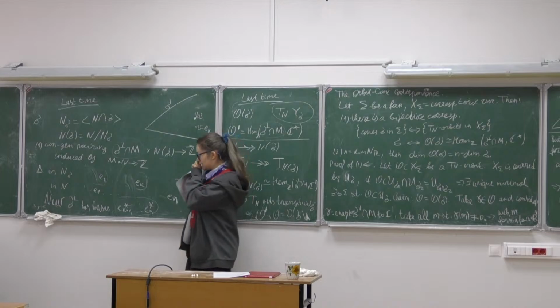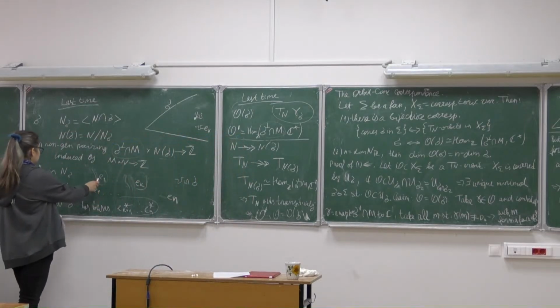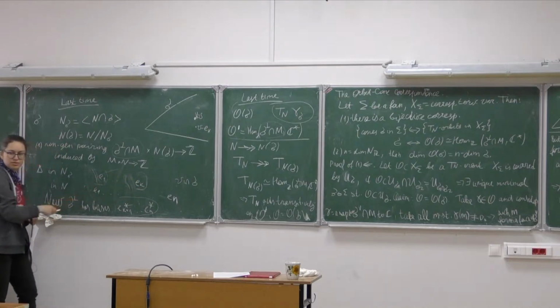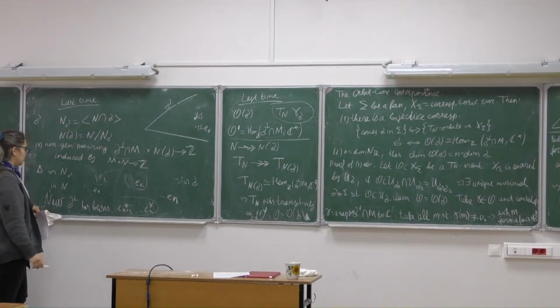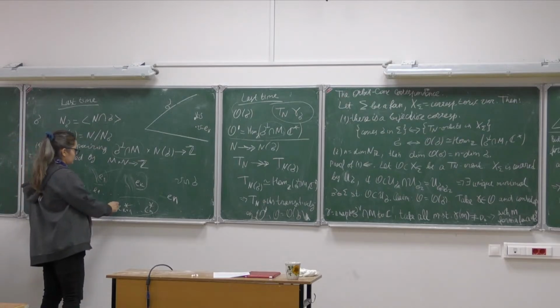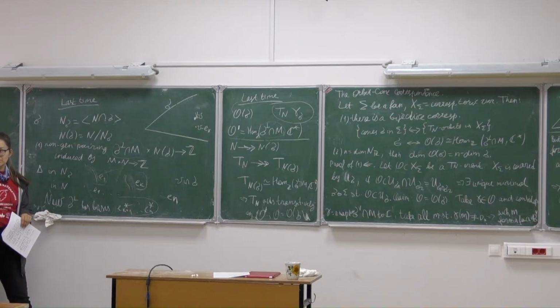What is dimension of sigma? Dimension of sigma is k in this notation. And the dimension of the torus is n minus k. And we are done.